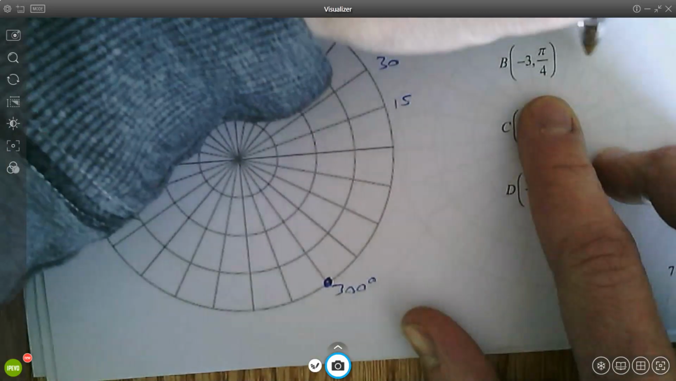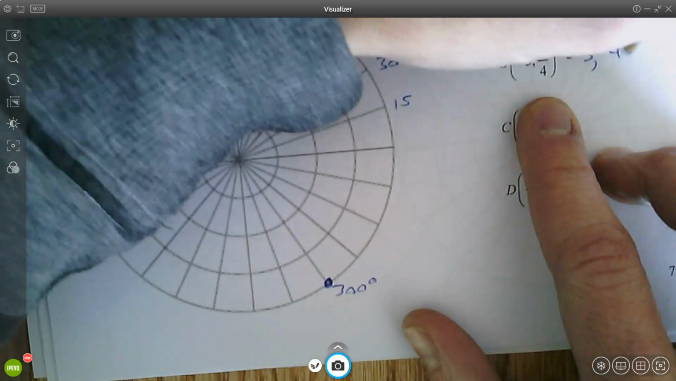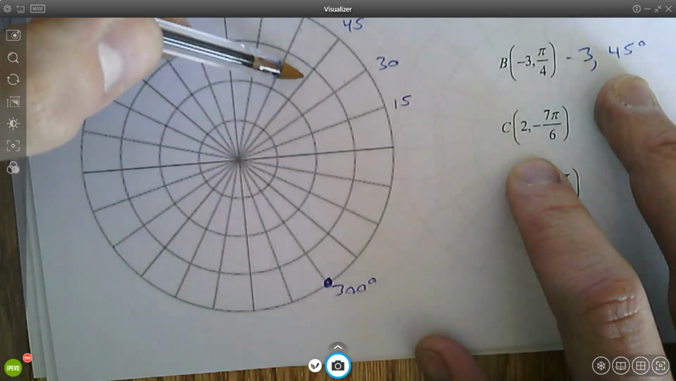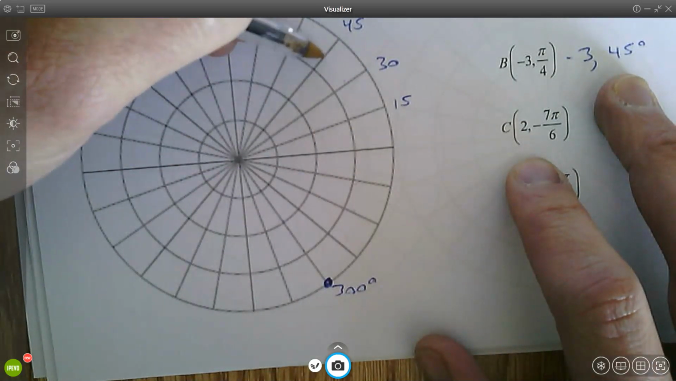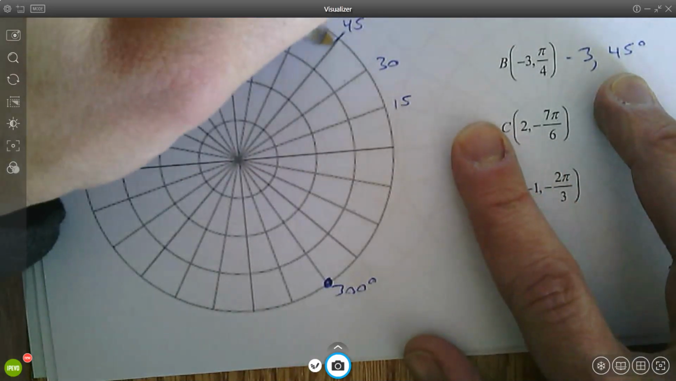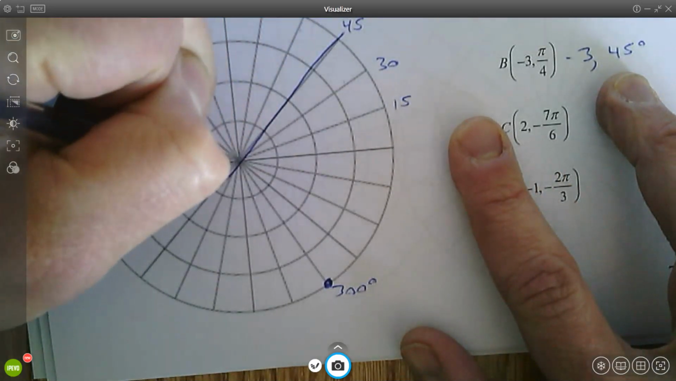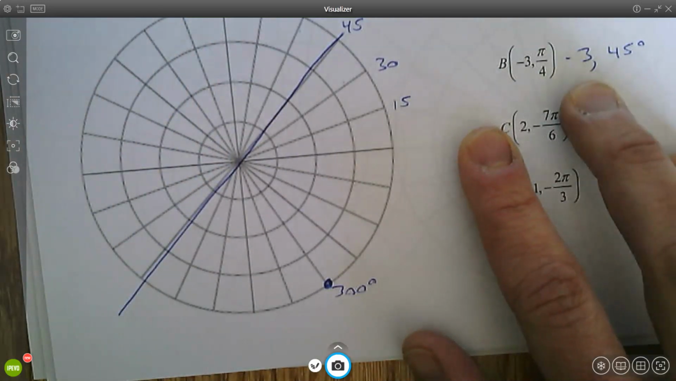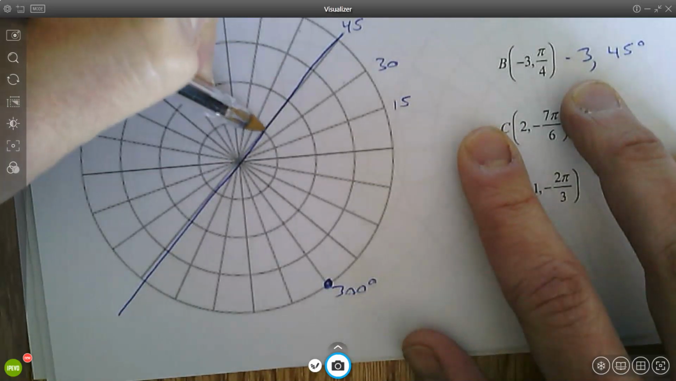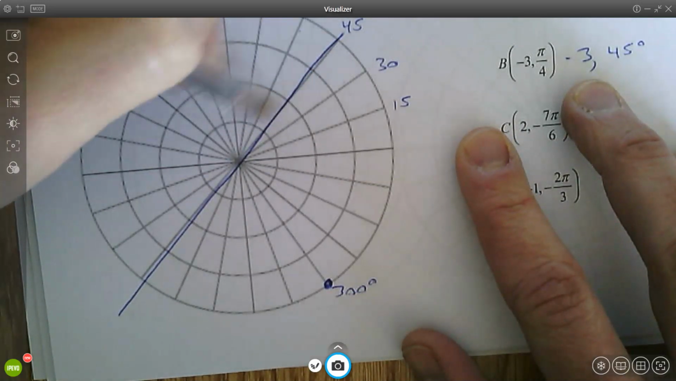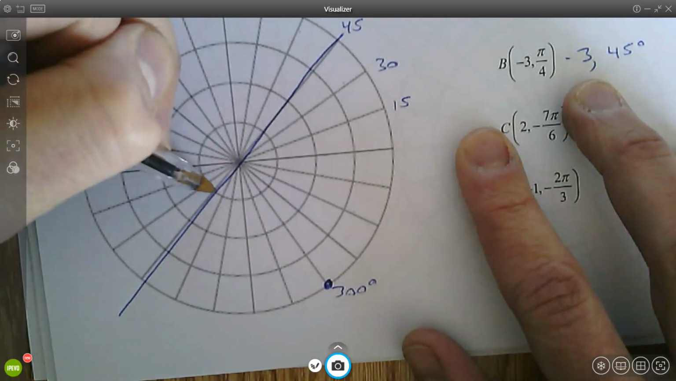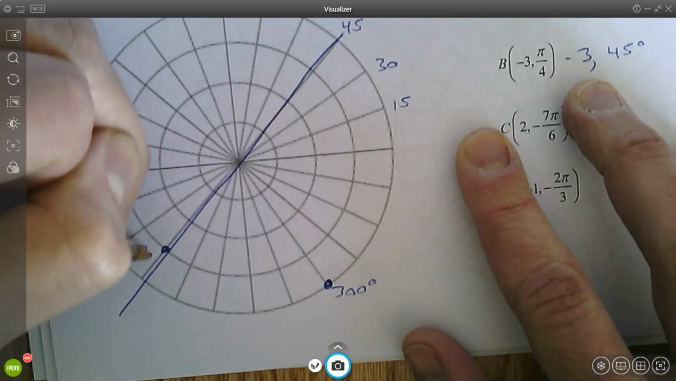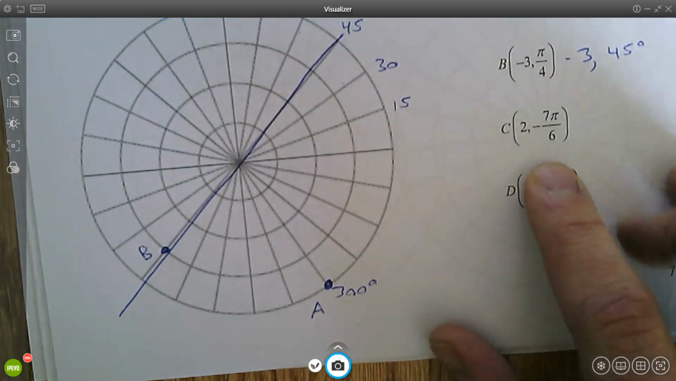B, convert, you have -3 and 45 degrees. So what you're going to have here is you're going to go up 3 lines. Now it's -3. So what I suggest you do is you take a highlighter or a pen and just draw this line straight through, trace it. And you're going to go 3 units in the opposite direction, but it has to be on the same line. So you're going to go 1, 2, 3. And this is going to be point B. So point A, point B.